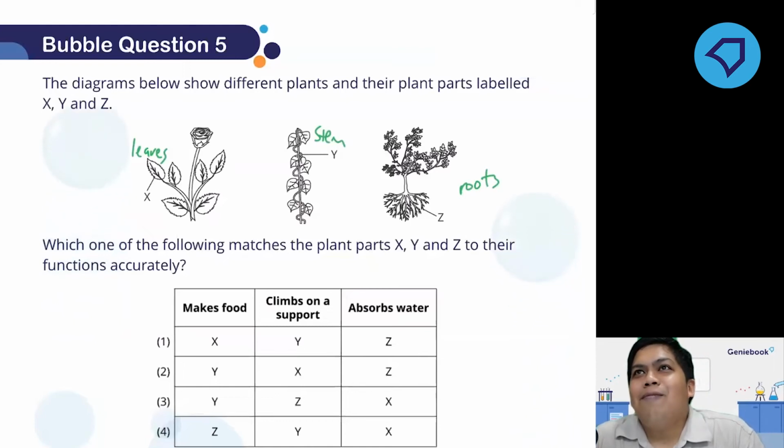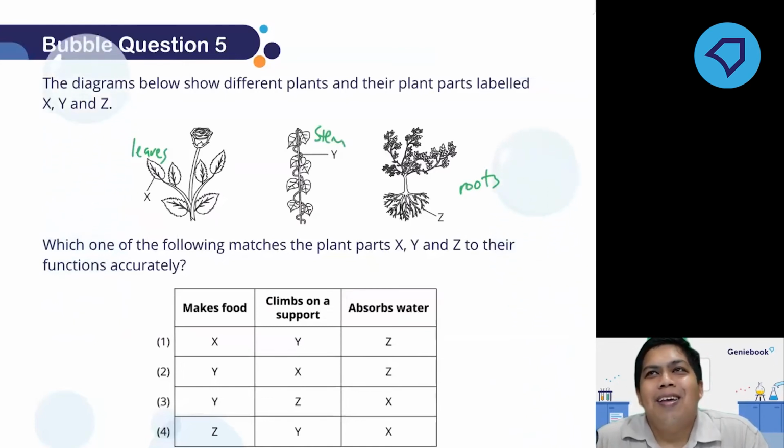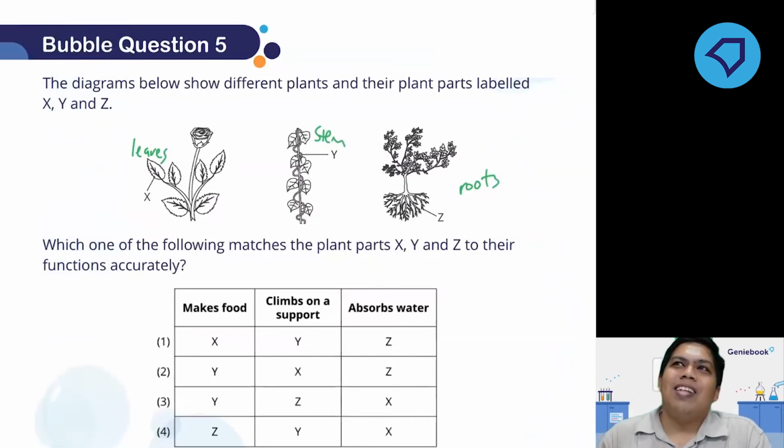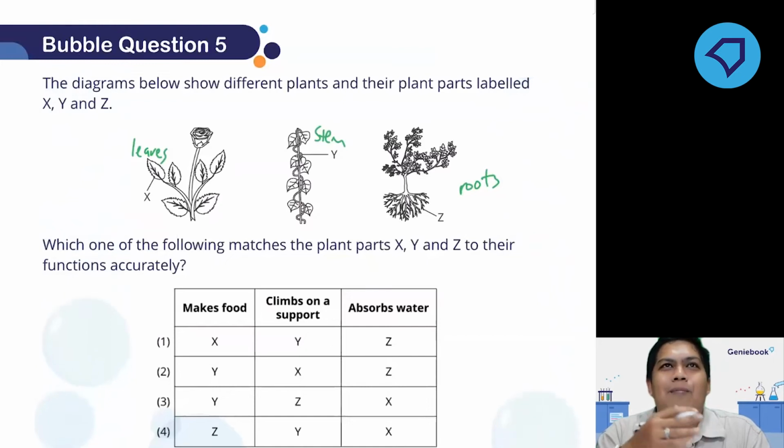Somebody mentioned Mr. Fawaz likes to give 5 bubbles. Different teachers, different styles. You should know that. For my style, usually I will give at least 10 bubbles. The more difficult one, 15, and then for bonus, usually 20 bubbles.